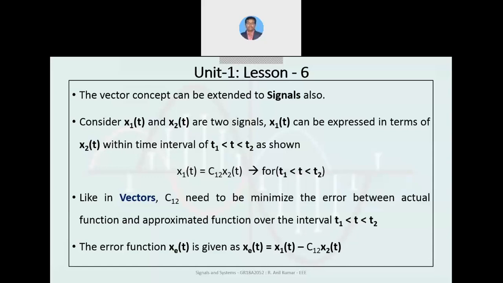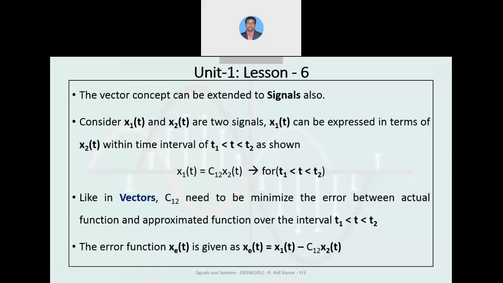As you already studied the concept of vectors and how they are represented, similarly in signals we consider the same representation, with bold font for the signal and normal font for the magnitude. So the signal x1 is expressed in terms of x2 within a time interval of t1 to t2. Here we consider x1 of t equals c12 into x2 of t, where c12 indicates the magnitude as we discussed in the vector, and x2 of t is the second signal.